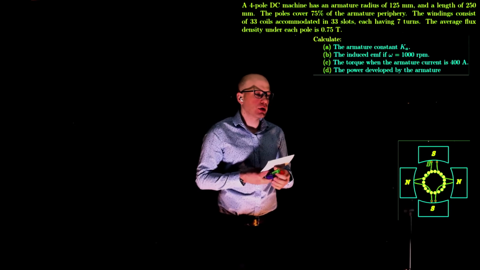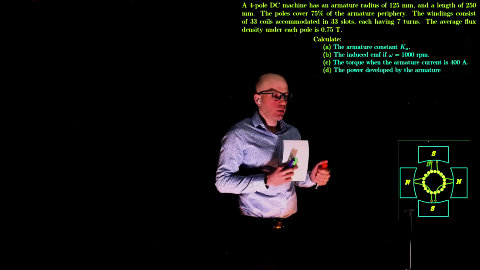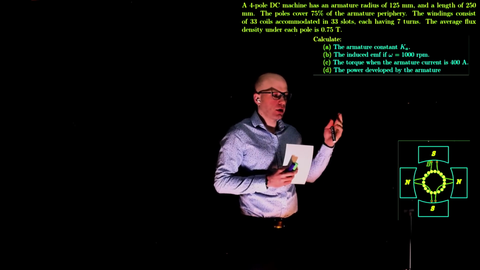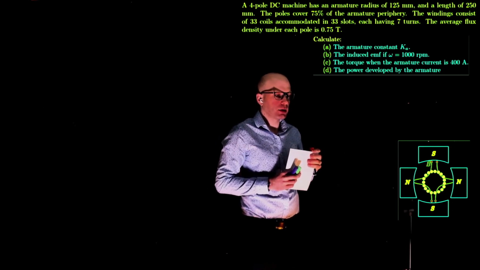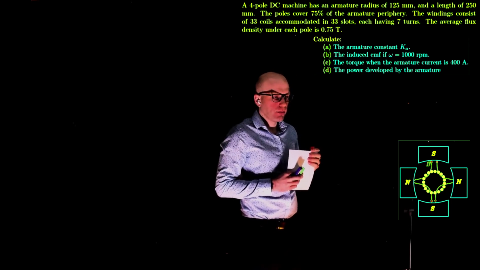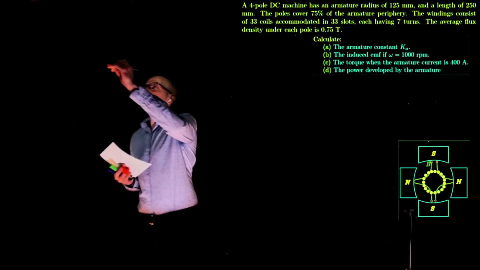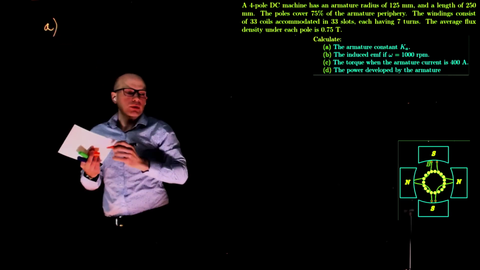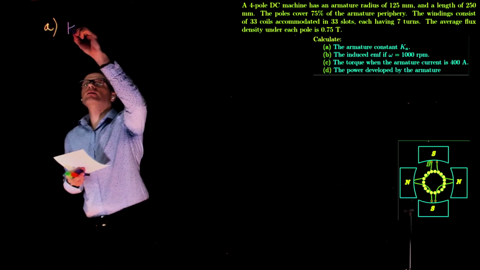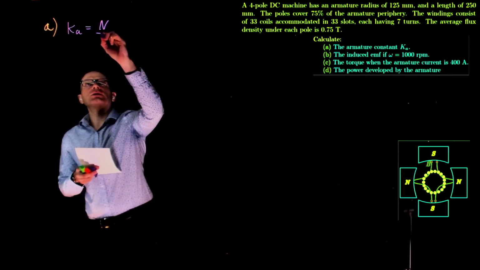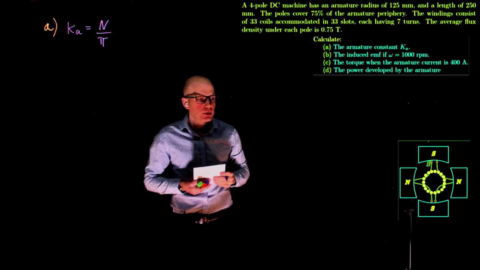And the first thing we need to calculate here is the armature constant Ka. So we have a 4-pole DC machine. We have the radius and length of the rotor, 125 and 250 millimeters. 4 poles, overall covering 75% of the rotor itself. We have 33 coils and 33 slots, each with 7 turns. So first, let's calculate the armature constant Ka. So how do you calculate Ka? Well, Ka is simply the number of turns divided by pi. Ka is the armature constant, both the speed and torque constant.